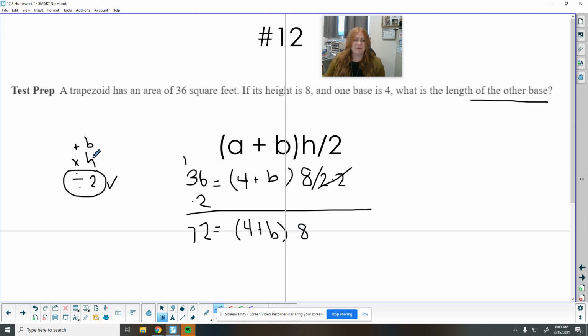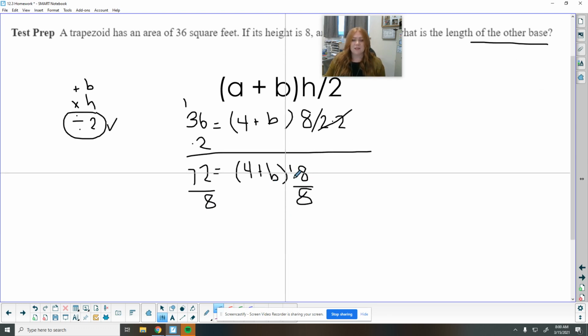Okay, so the next step, the opposite of timesing by the height, is to divide by the height. So we're going to divide by 8 on both sides. Go ahead and do that. So this cancels out. We're left with 9 equals 4 plus b. So we want to get b all by itself. How can I get b all by itself? We want to minus 4 on both sides to get rid of that 4. So 9 minus 4 will tell us the answer of the other base.